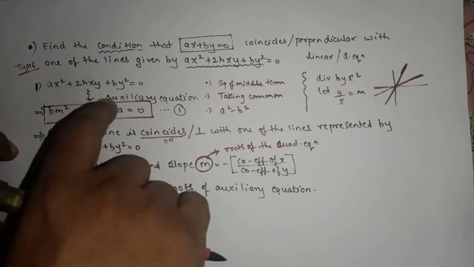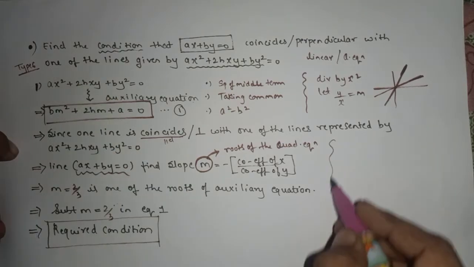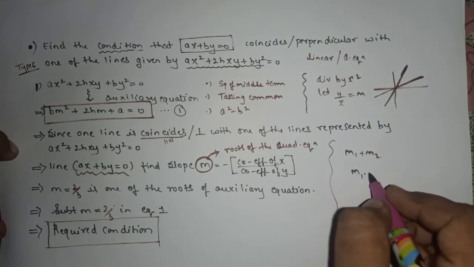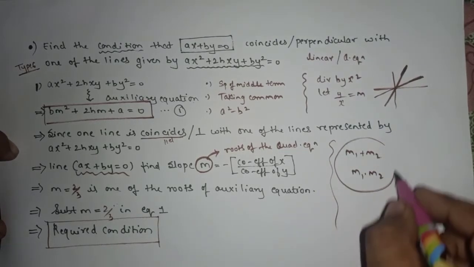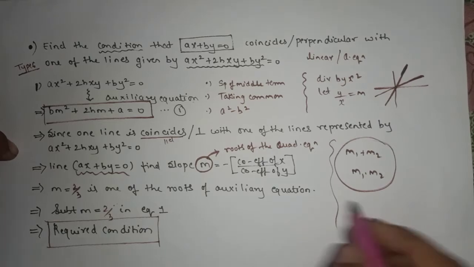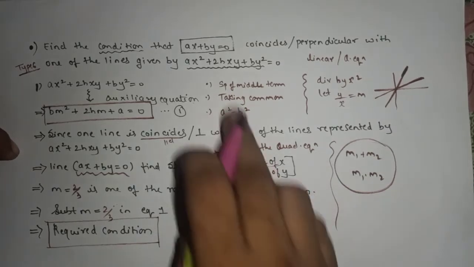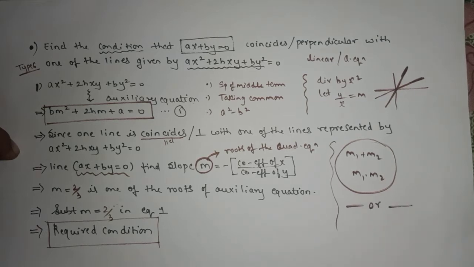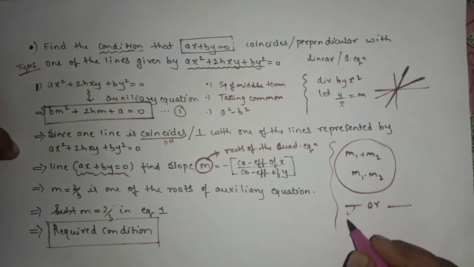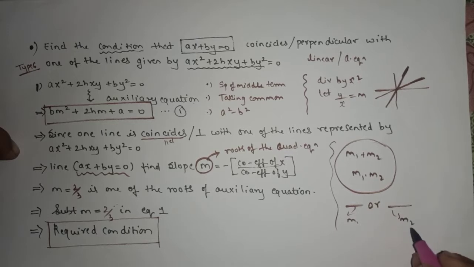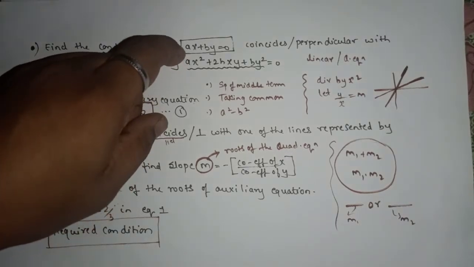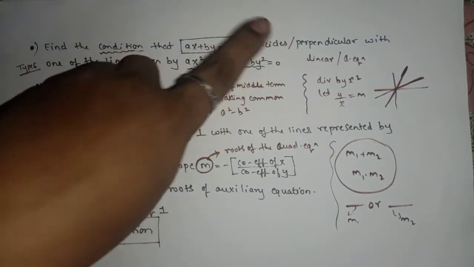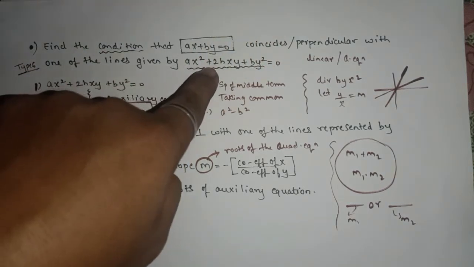Understood? And this sum we cannot solve by using this concept: m1 plus m2, m1 into m2, by this sum of the slopes, and even by splitting of middle term, where you would get two linear equations and find the slopes m1 and m2. Yes or no? As here we have only one equation of a line, which will either coincide or be perpendicular with one of the lines given by the quadratic equation.